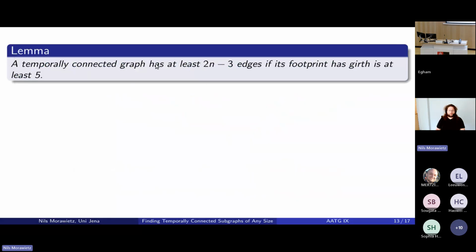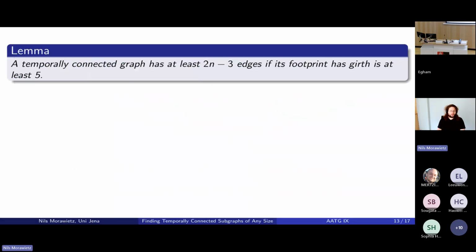So the first property is: if our graph is temporally connected, so if we have a TC subgraph, we need a subgraph that is temporally connected. It needs at least 2n-3 edges if the girth is at least 5. So we need at least 2n-3 edges for a subgraph of size n.